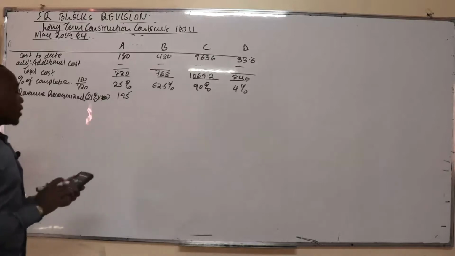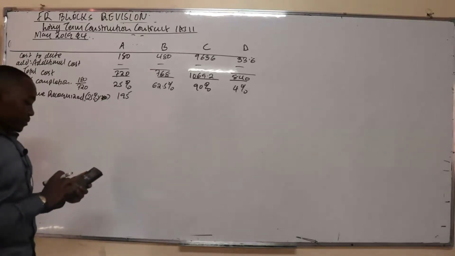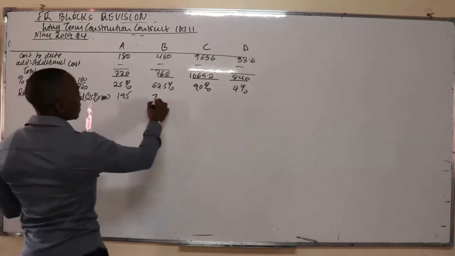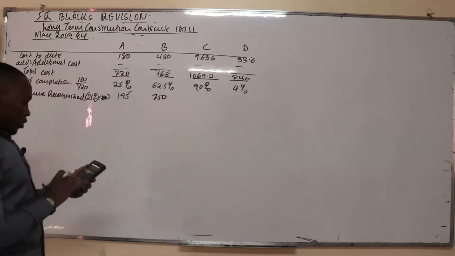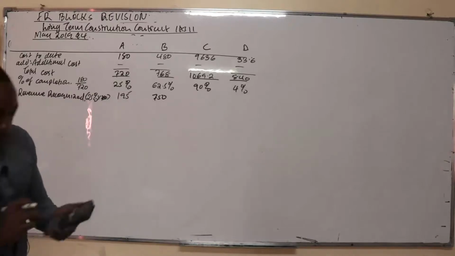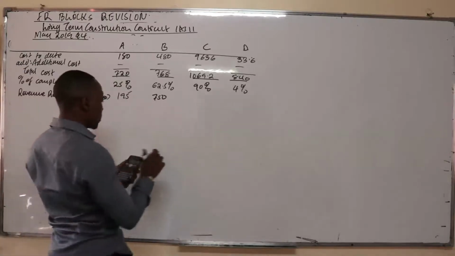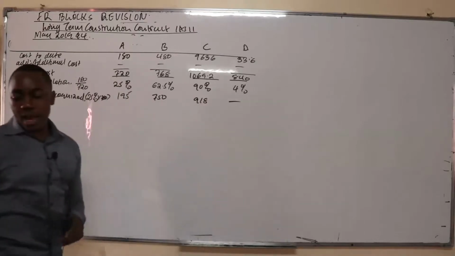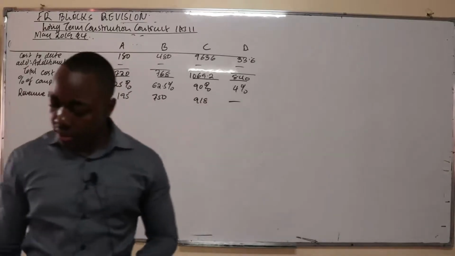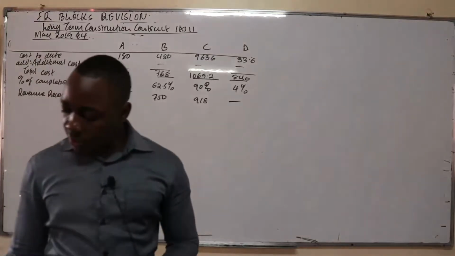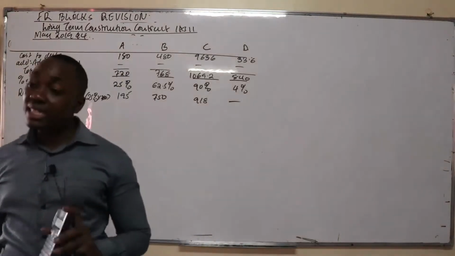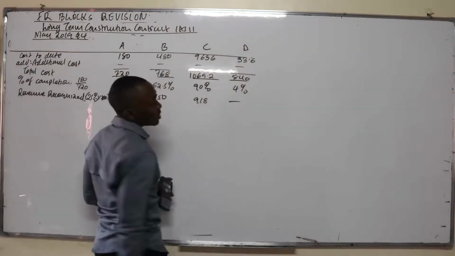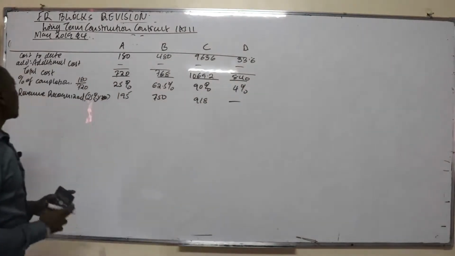Then for B, you do the same, 0.625, and the contract price we have is 1,200. You have 750. For C, you take 0.9, multiply by 1020, and you get 918. For D, you don't have to recognize. Why? Let's go to note number 1. The company does not recognize profit until the contract is at least 5% complete. Contract D is only 4% complete, so we cannot even recognize that.